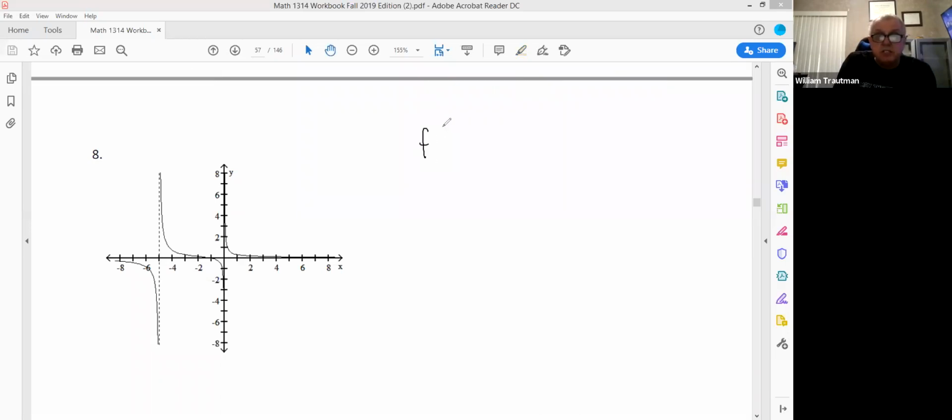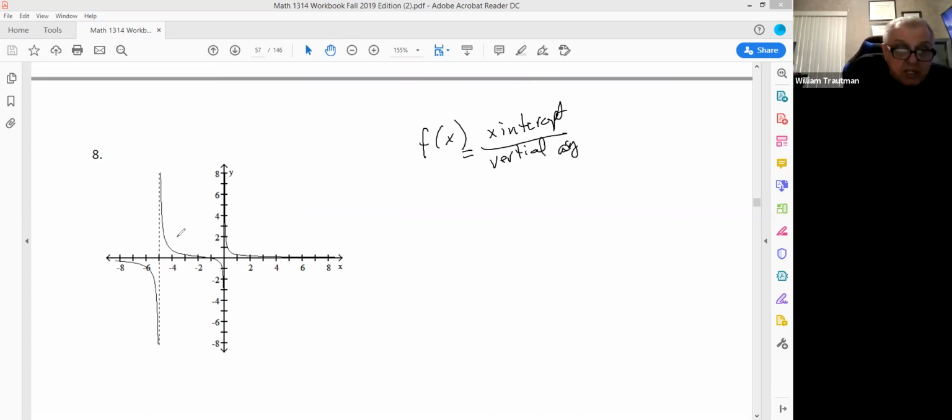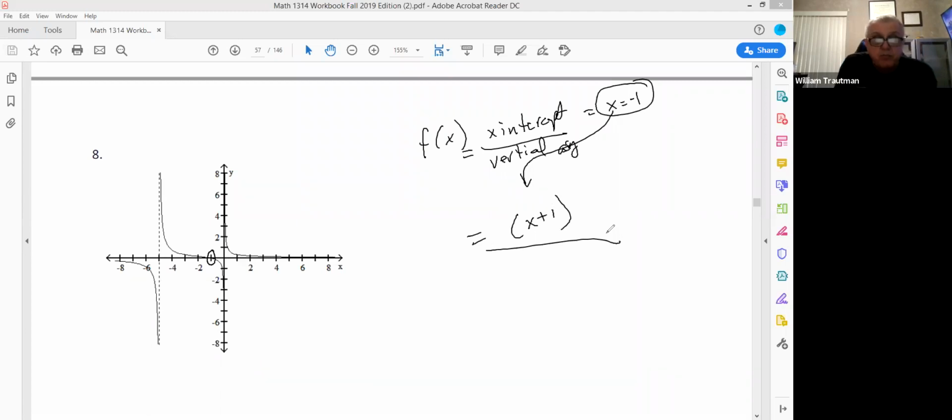When we do this, once again, x-intercepts are the top, and the vertical asymptotes are the bottom. Where does the graph cross the x-axis? It crosses right here. So my x-intercept is at x equals -1. That's the x-intercept. To write it, you have to put a +1, opposite sign.